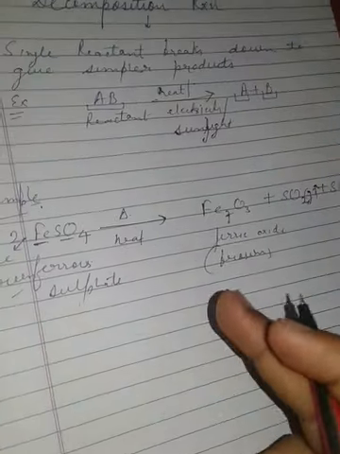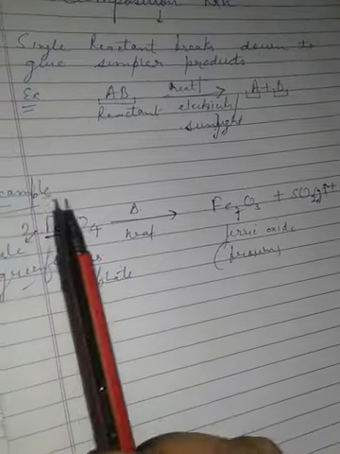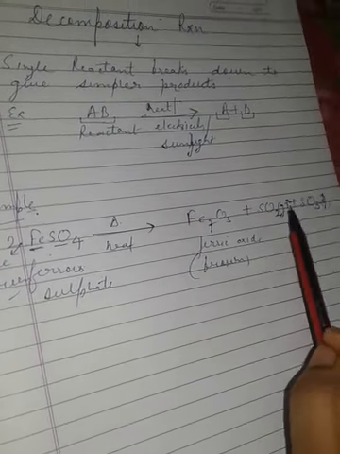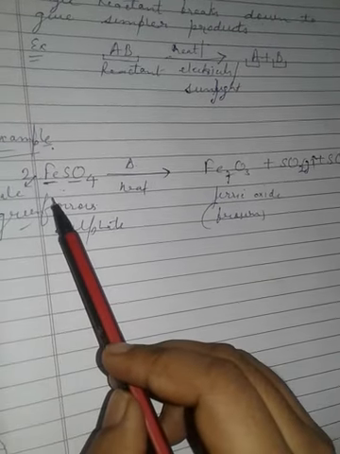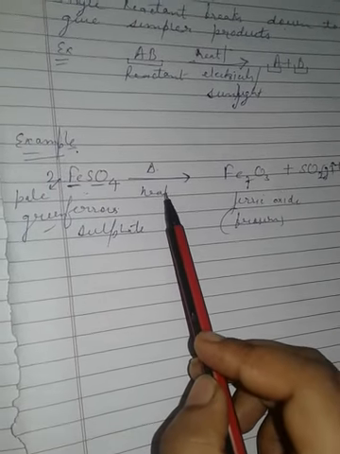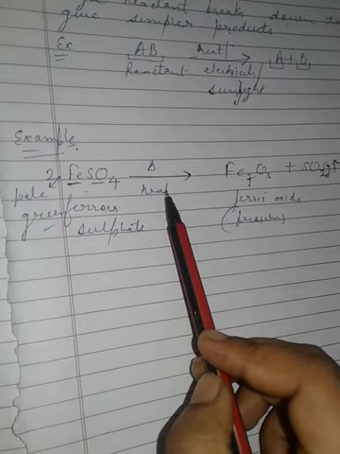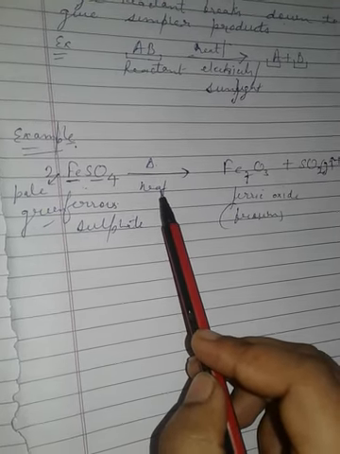So this is an important example of decomposition reaction in which a single reactant breaks down to yield a number of simpler products. As you can see, for bringing about decomposition, we need to make use of a source of energy. Here I am using heat.